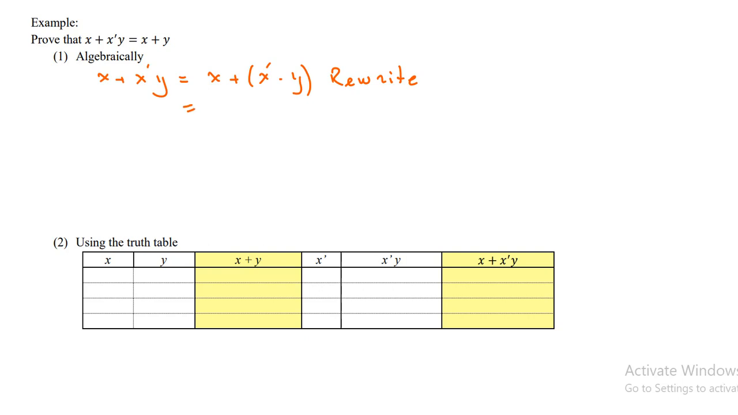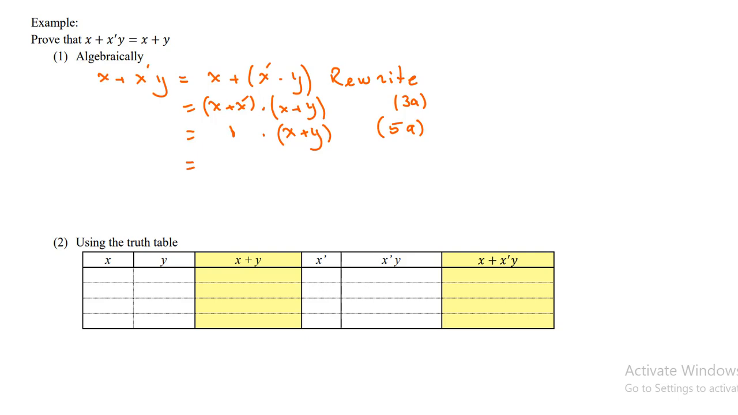And now I could use the distribution property, which is 3a, and look at the flashcard and tell me what that is. So it's going to be x plus x not, dot, x plus y. We use the 3a distribution property. And now, what is x plus x not? This is 1, and x plus y. What I used is 5a.